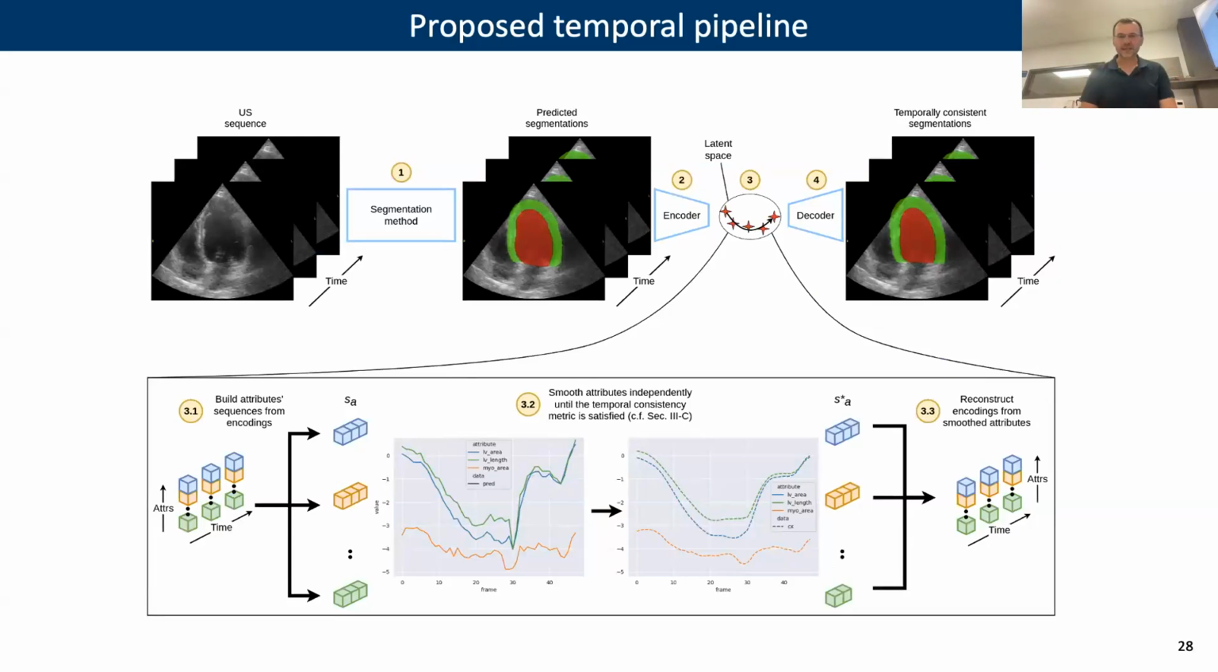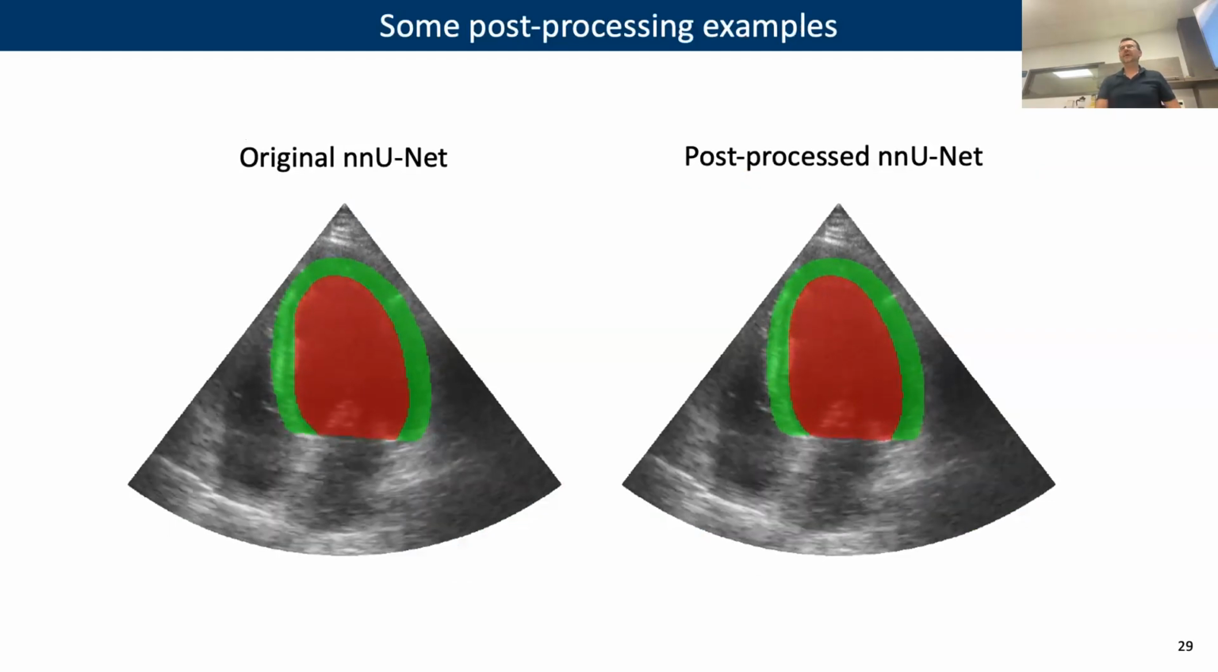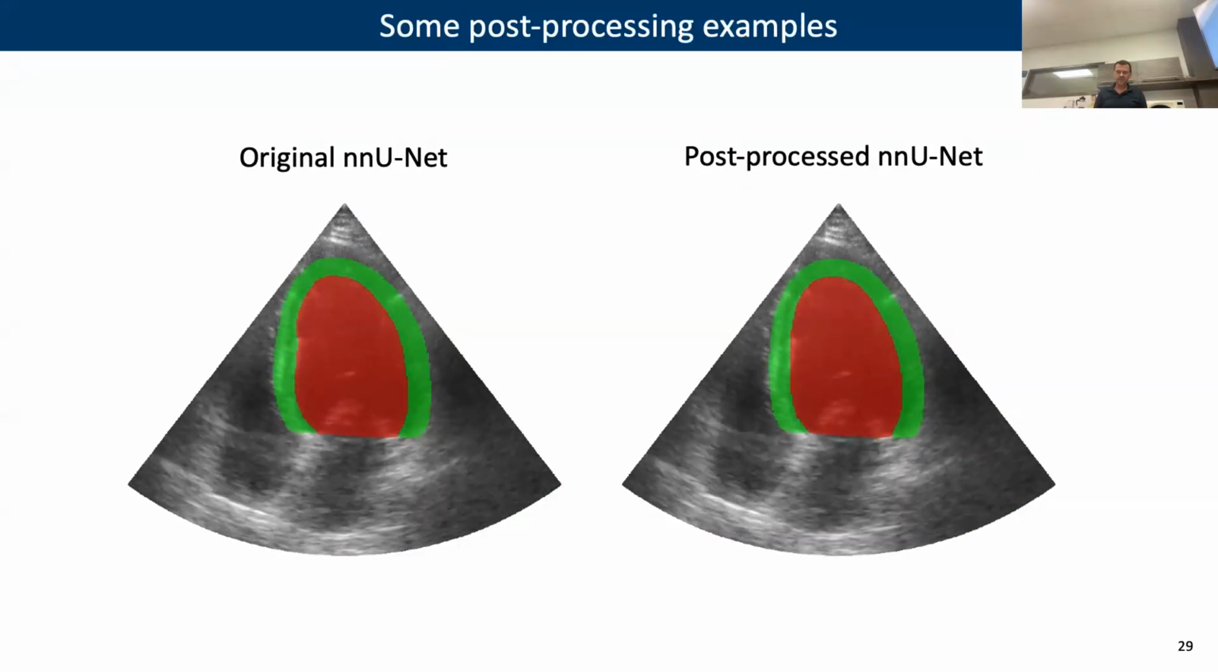So this is exactly what I just said. For instance, here, in blue, you can see the evolution of the left ventricle area over time. Again, we only apply 2D segmentation frame by frame independently, project into the latent space, compute those curves, and then perform smoothing, and reconstruct the smooth version of the latent space and obtain the final results. And it works very well.